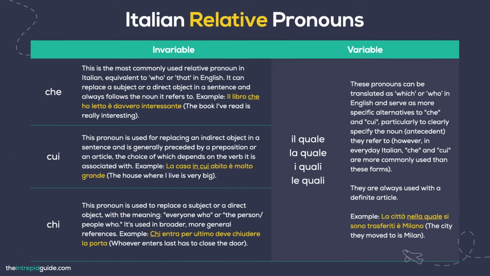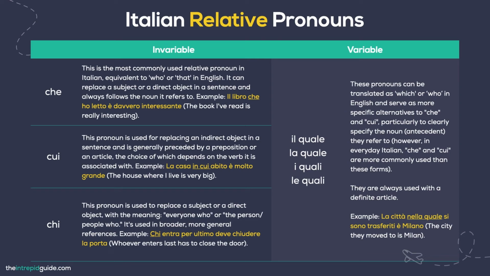Relative pronouns in Italian can be divided into two categories. Invariable, which means that they do not change their form based on the gender and number of the noun they refer to, and we have the variable ones. Take a look at this chart. Che. This is the most commonly used relative pronoun in Italian, the equivalent to who or that in English. It can replace a subject or a direct object in a sentence and always follows the noun it refers to. For example, Il libro che ho letto è davvero interessante. The book I read is really interesting.